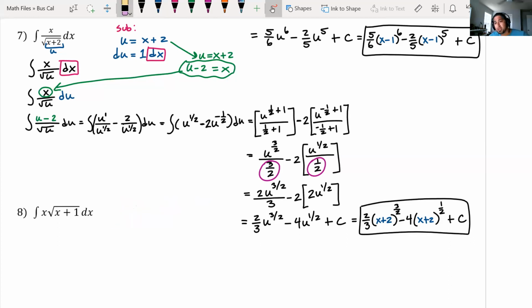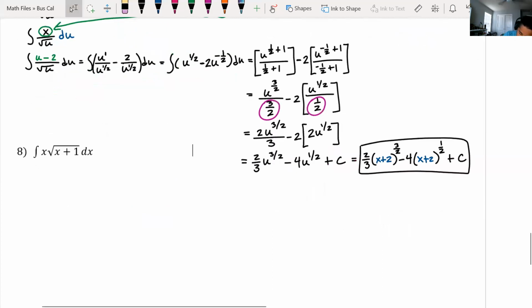You see how much algebra exists in calculus? It's insane, right? Okay. Last one. All right.